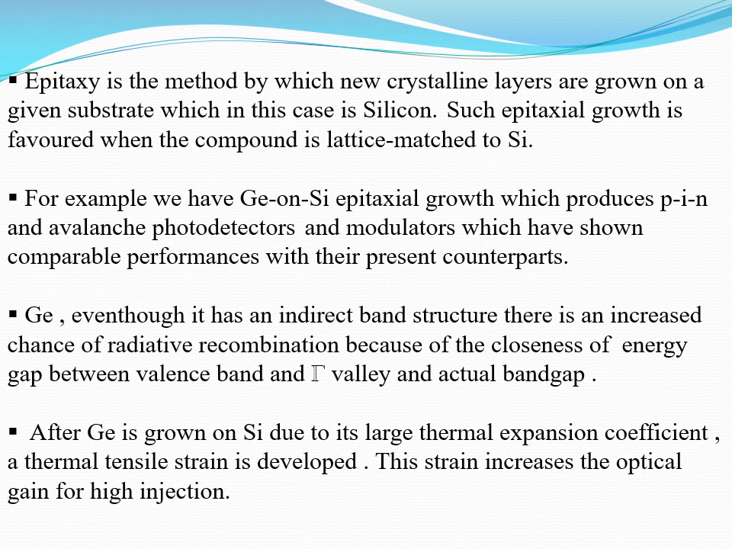Epitaxy is a fabrication process where a new crystalline layer is deposited on a substrate. It is mainly used to make BJTs and CMOS transistors. Under specific circumstances, we can also induce lasing action. For example, take germanium on silicon lasers. Germanium also has an indirect bandgap similar to silicon, but in germanium there is a high chance of radiative recombination as compared to silicon. When germanium is grown on silicon, a thermal stress is developed due to the high thermal expansion coefficient of germanium.